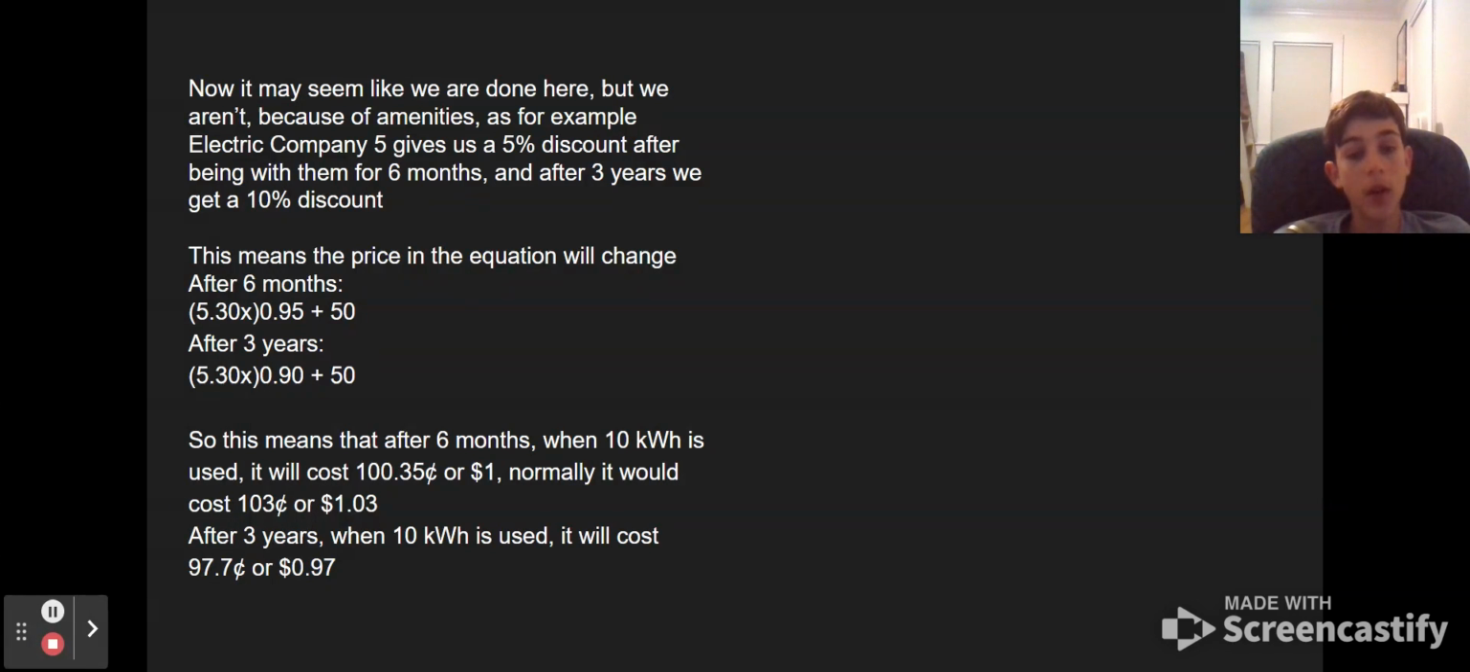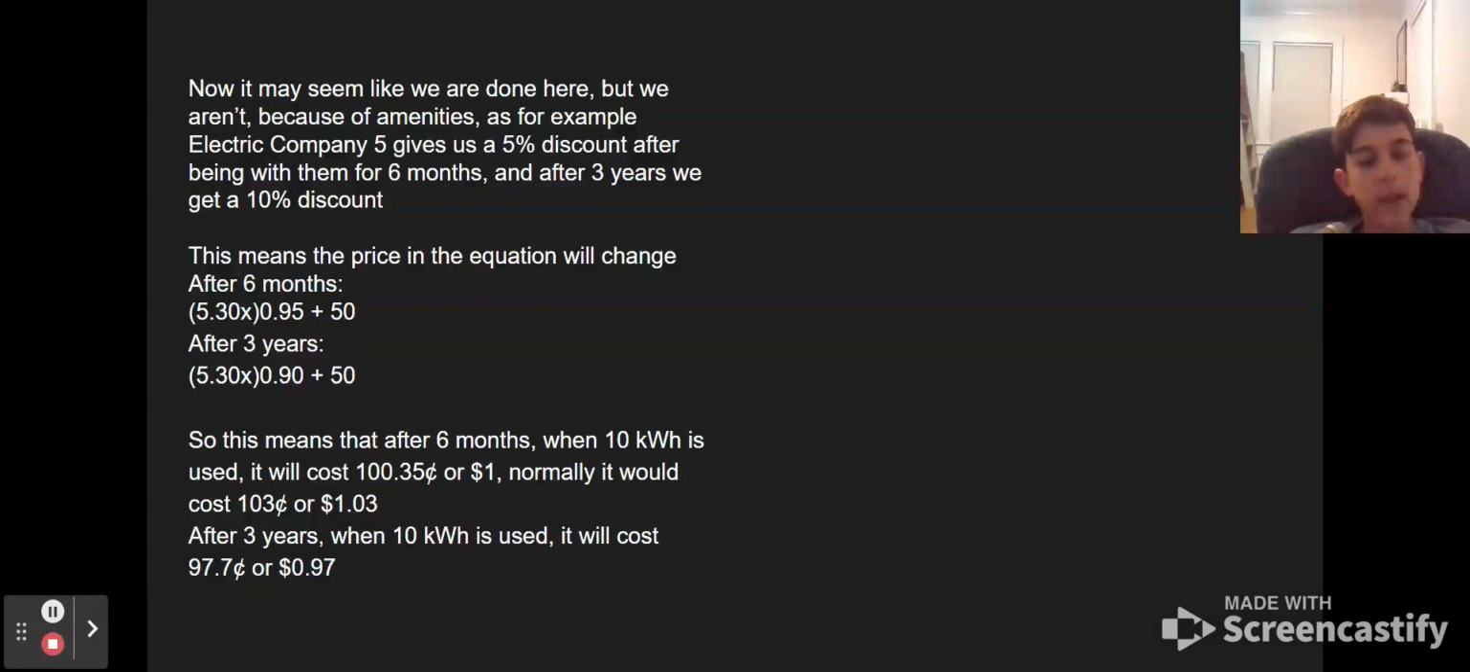Now this means when I put it onto the graph, it stated that after 6 months, when 10 kilowatt hours is used, it will cost us 100.35 cents, or $1, which I say is pretty good. Normally it would cost 103 cents, or $1.03. So it's 3% off, or 3 cents off.